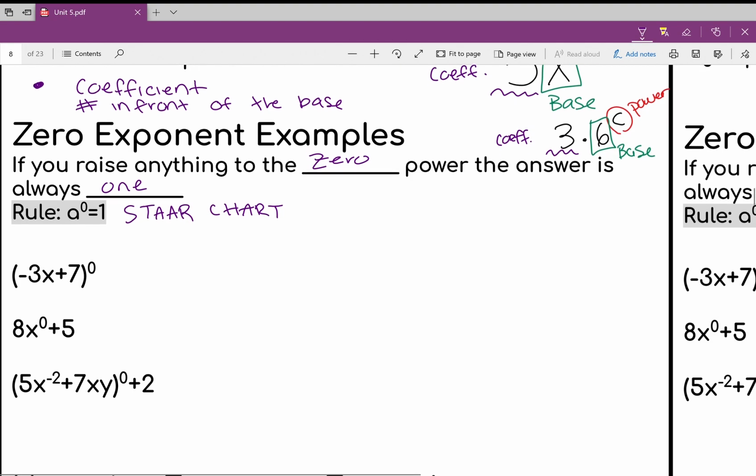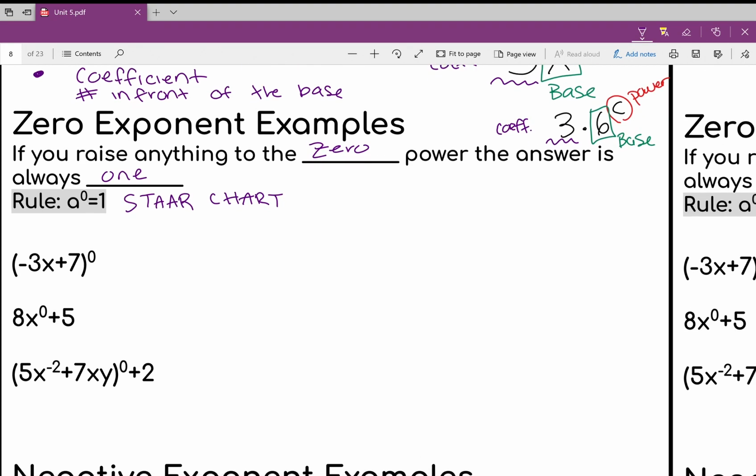Okay, so let's look at some examples. This says negative 3x plus 7 raised to the 0 power. Let's first find our base. Our base, remember, is attached to the exponent. So the thing attached to the exponent here is this parentheses. So that tells us that this entire thing is our base. So this entire parentheses is being raised to the 0 power. And anything raised to the 0 power is 1. So that's our answer.